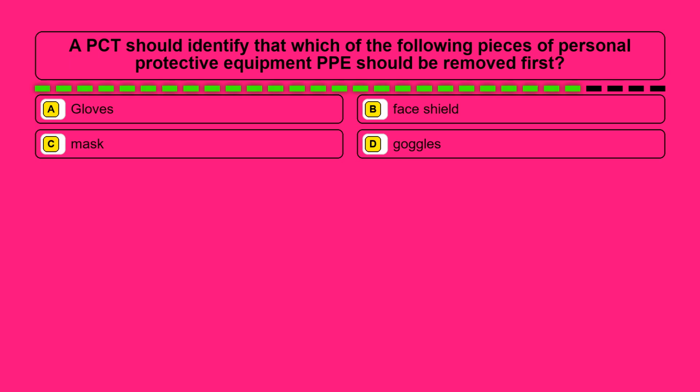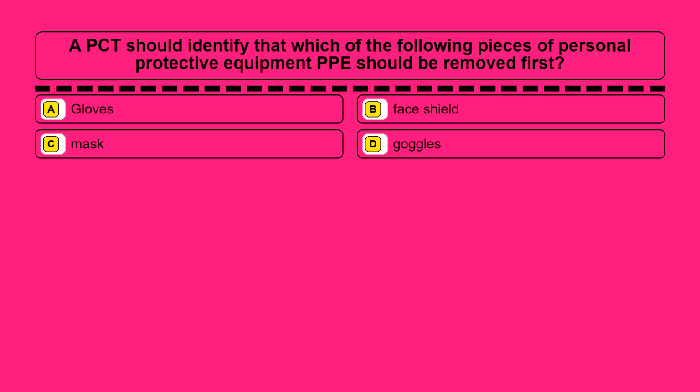Question 19. A PCT should identify that which of the following pieces of personal protective equipment, PPE, should be removed first? Option A. Gloves. Option B. Face shield. Option C. Mask. Option D. Goggles.